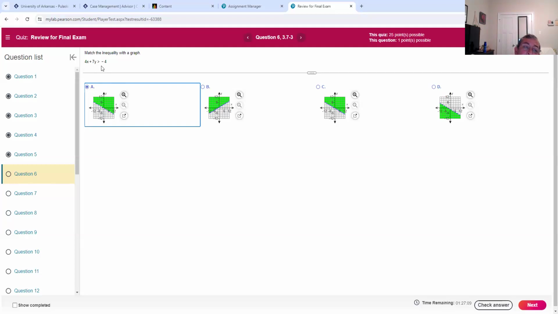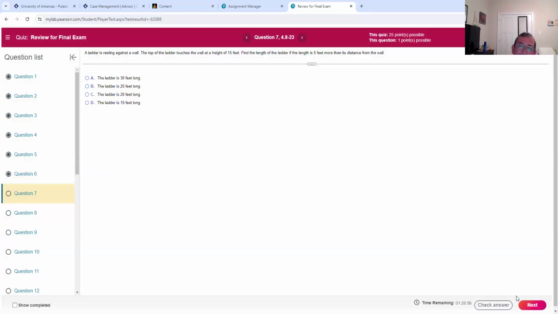So really on this one, if you realized that it was a dashed line and that greater than shades above, you could have went right to A and been done with it, right? Because A was a dashed line and it shaded above.